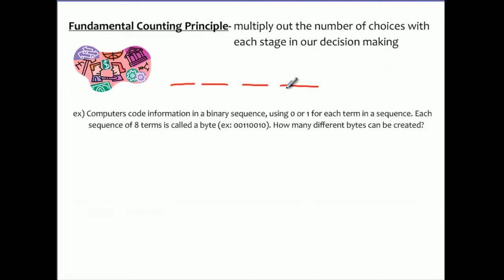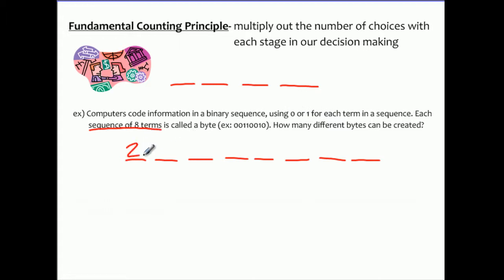Computers code information in a binary sequence. You can have either a 0 or 1 for each term. And there's a sequence of 8 terms. It's called a byte. So you can have something like 00110010. How many bytes can be created? So if you have a sequence of 8 terms, 1, 2, 3, 4, 5, 6, 7, 8. So there's 8 decisions to make. You can slide a 0 or a 1 in for each of those terms.